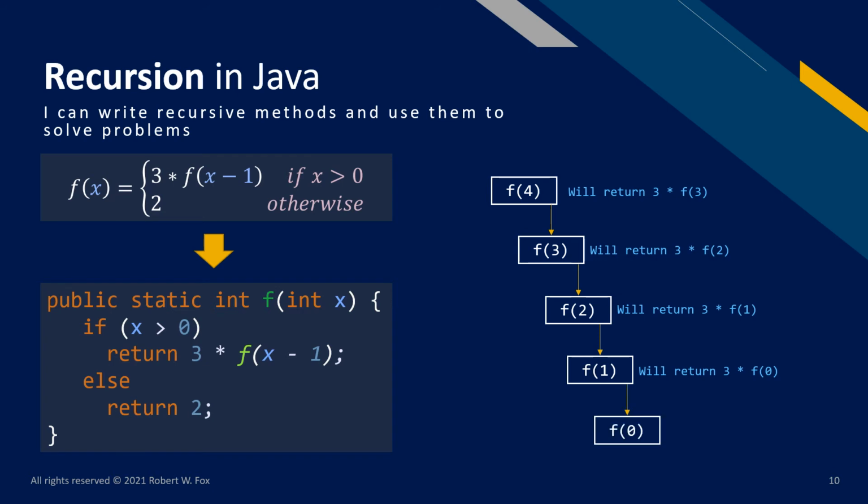But at this point, we've hit our base case, because 0 is not greater than 0, so it returns a 2. So the 2 gets returned, and finally f of 1 can finish because it was waiting on f of 0.